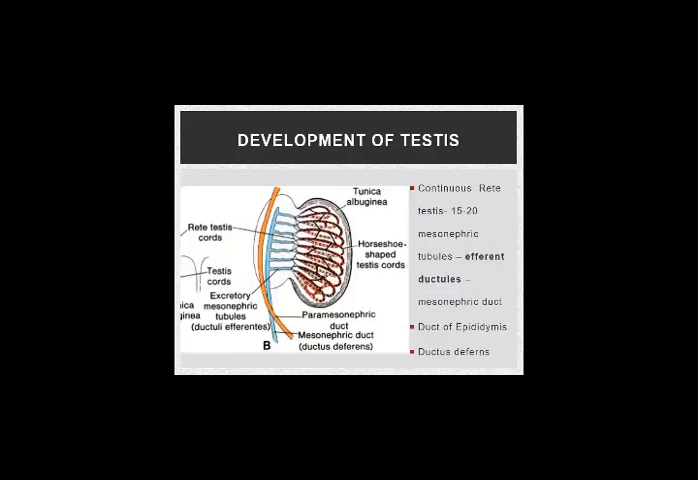अच्छा जी, इसको जल्दी से कंटिन्यू कर लेते हैं. These cords, the U-shaped cords in the medulla of the testes, they become continuous with the rete testes. From the rete testes arise efferent ductules, and the efferent ductules open into this, which is the mesonephric duct. ठीक है, मैं फिर रिपीट कर देती हूँ.